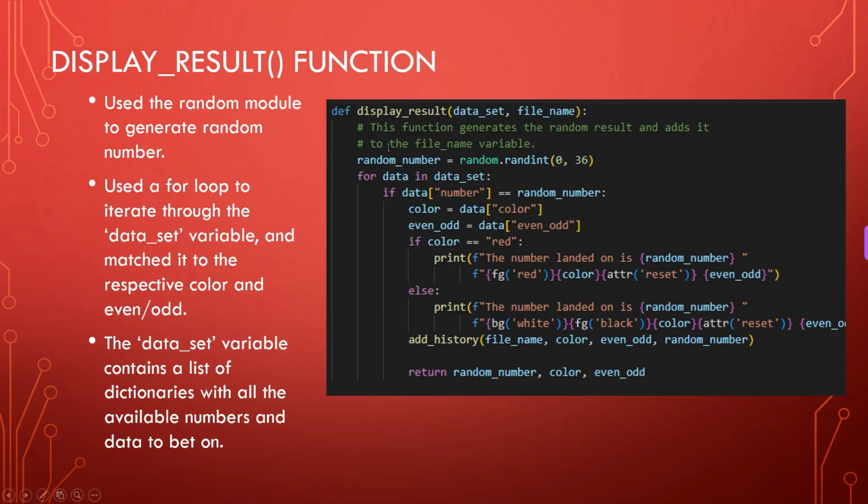I use the display result function. I use the random module to generate the random number. Use the for loop to iterate through the dataset variable and matched it to the respective color and even, odd. The dataset variable contains a list of dictionaries with all the available numbers and data to bet on.